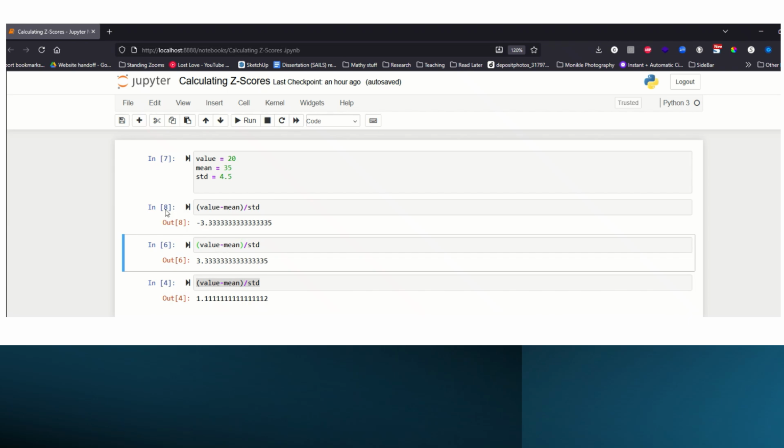Well, what happens if we have a value that is the mean? You probably guessed from looking at the formula here, you're going to wind up with a 0. Because if the value equals the mean, value minus mean is 0, and 0 divided by any number is 0.